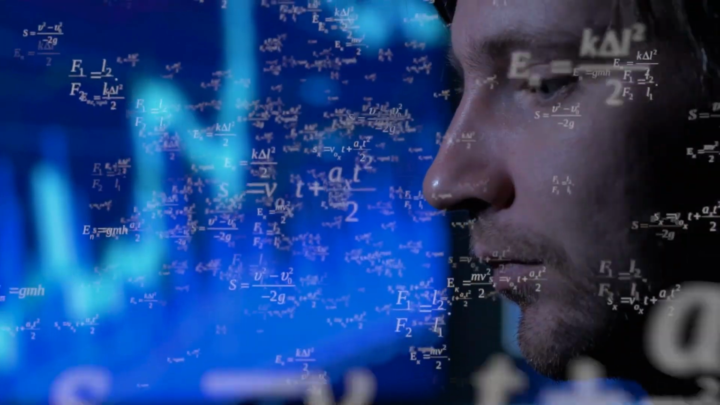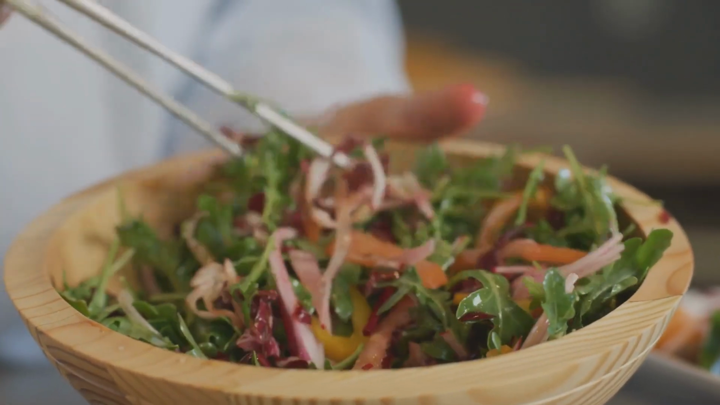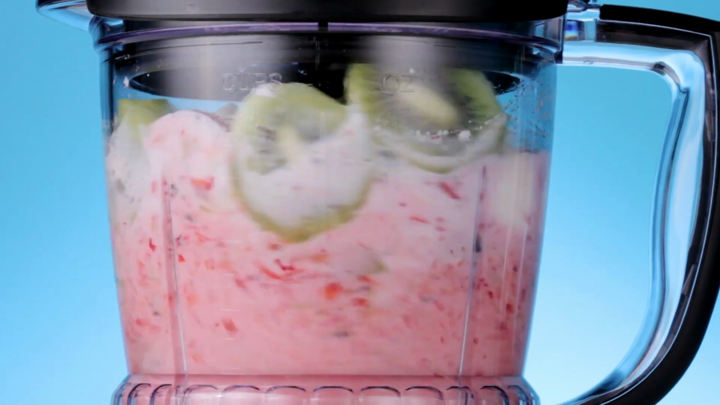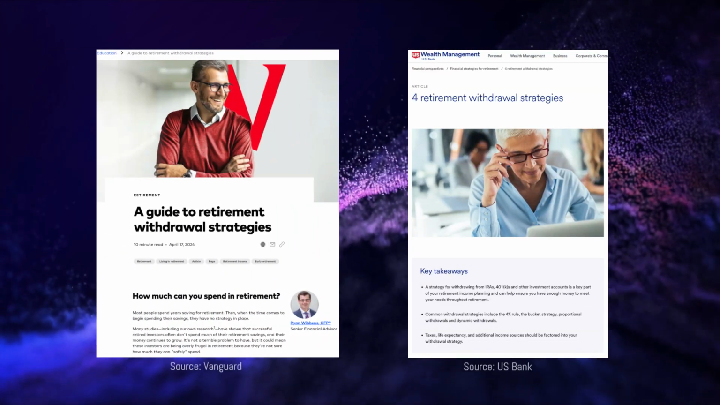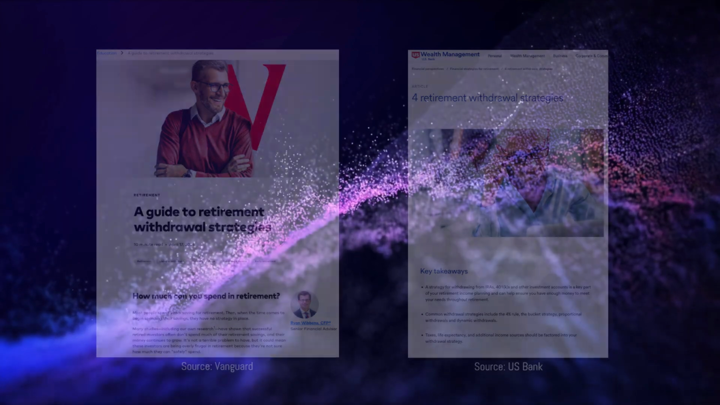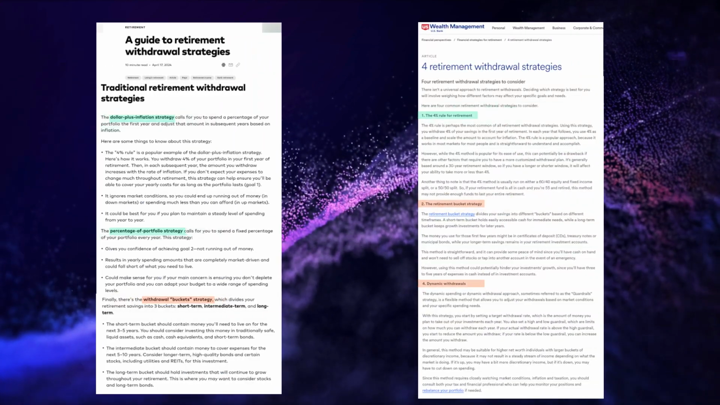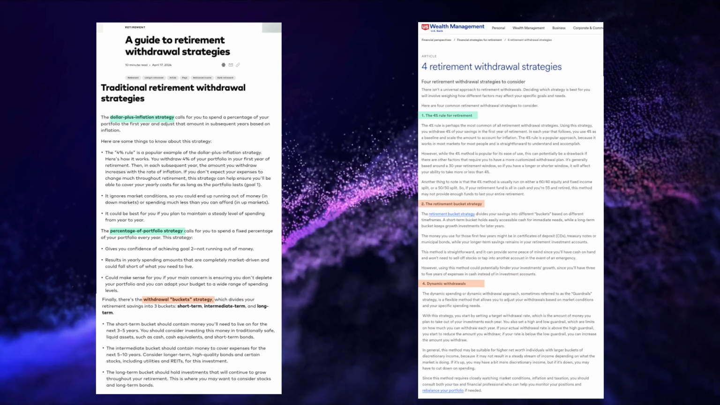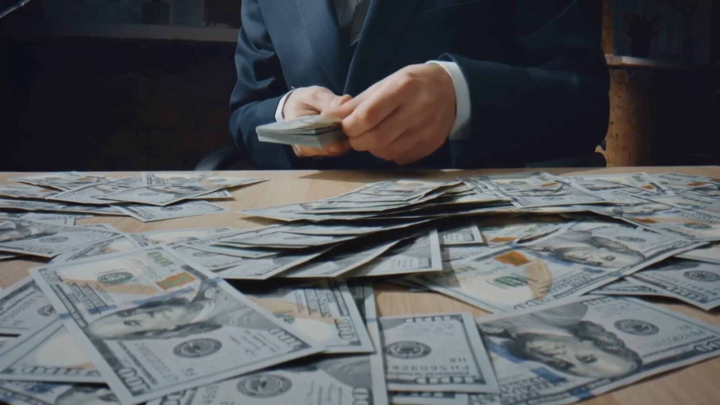Let's begin with where the confusion comes from. I've noticed that some financial institutions and experts sometimes lump these different strategies together, which can be a bit misleading. For example, you might see articles from Vanguard or US Bank that lump together the 4% rule, Guyton-Klinger Guardrails, and the bucket strategy, as if they are interchangeable. Here's the thing, they're not. The bucket strategy doesn't actually tell you how much to withdraw each year. So you can't just swap out Guyton-Klinger for the bucket strategy.